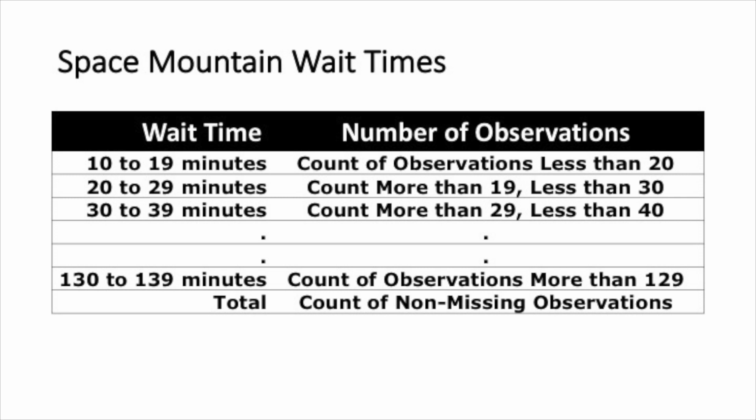For that first class, we'll count the number of observations less than 20. The second class, we'll count the number of observations that are more than 19. So if it's more than 19, it'll include 20. And then, of course, up to or less than 30. Our third class, we'll count the number of observations that's more than 29, but less than 40. And then for our final class, we'll count the number of observations where the wait time is more than 129 minutes. So that'll pick up those that are 130 up to 139 minutes.